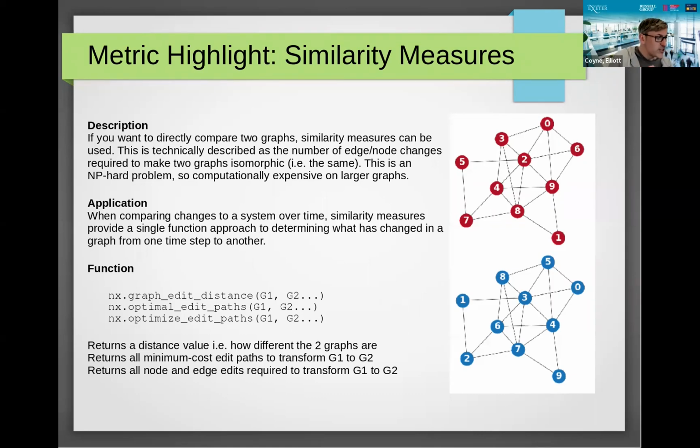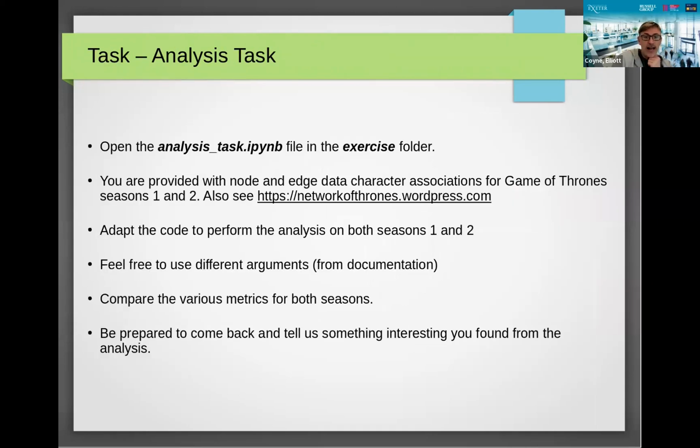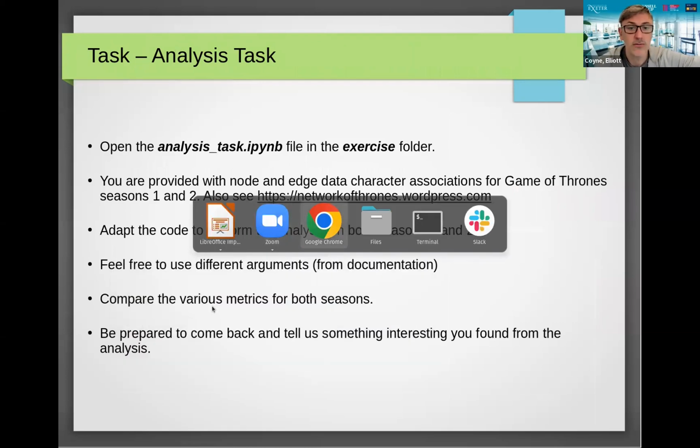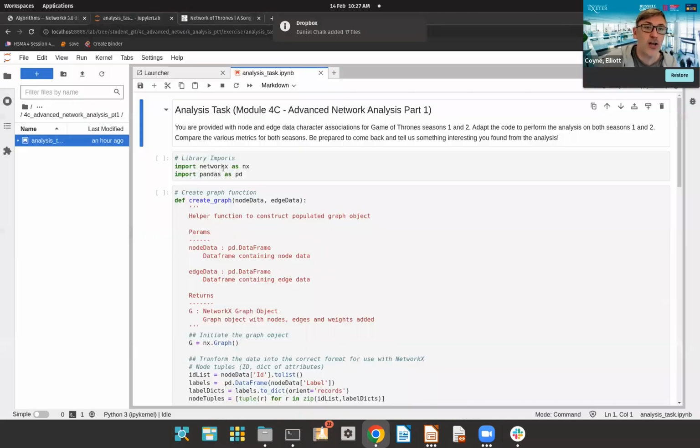We're just at 25 past 10, and next we have the task. For this task, you can either use the environments that we created last week, or I have put a link to a Binder Hub environment. I'm just going to open my Google window to show you what's available. Within the exercise tab, there's a single Jupyter Notebook file.